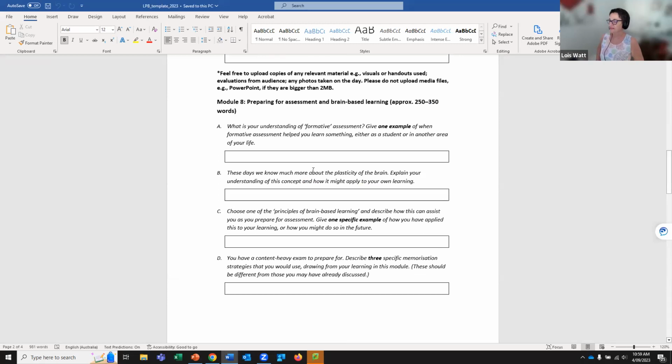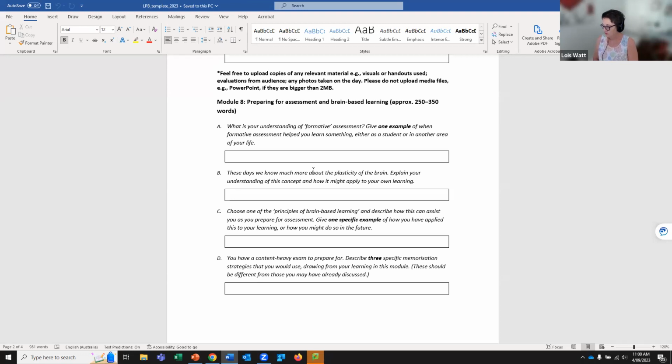Okay, so what is your understanding of formative assessment? Give one example when formative assessment helped you learn something, either as a student or in another area of your life. Just look at all aspects of the question. So one, you've got to talk about formative assessment. Two, you've got to give an example when it helped you to learn something, either as a student or perhaps working in a cafe and operating a machine. These days, we know much more about the plasticity of the brain. Explain your understanding of this concept, what it means and how it might apply to your learning.